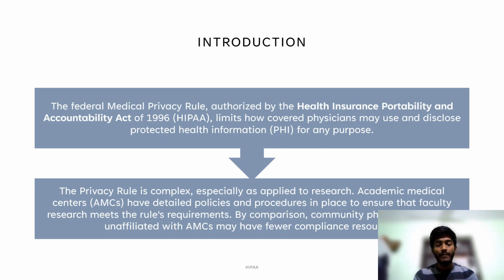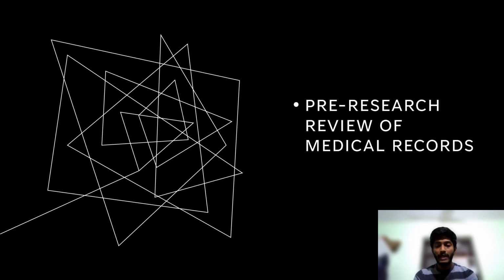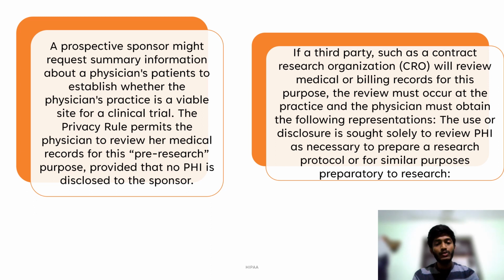Coming to the next slide, pre-research review of the medical records. In this, a prospective sponsor may request summary information about a physician's patients to establish whether the physician's practice is a viable site for the clinical trial or not. The privacy rule permits the physician to review his or her medical records for this pre-research, provided that no PHI is disclosed to the sponsor.